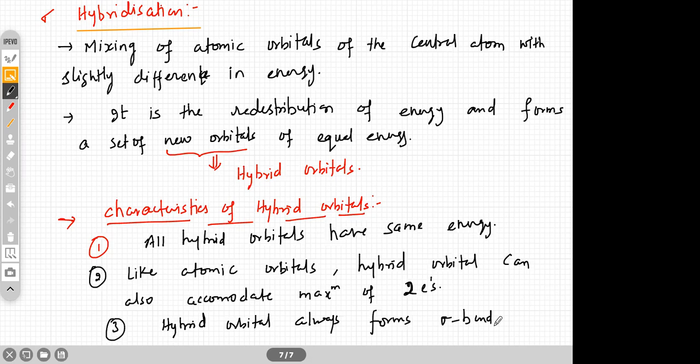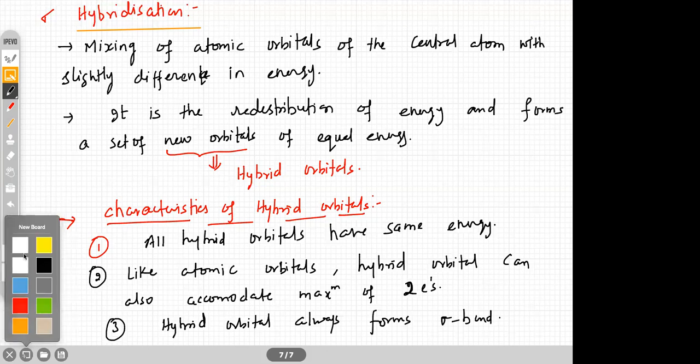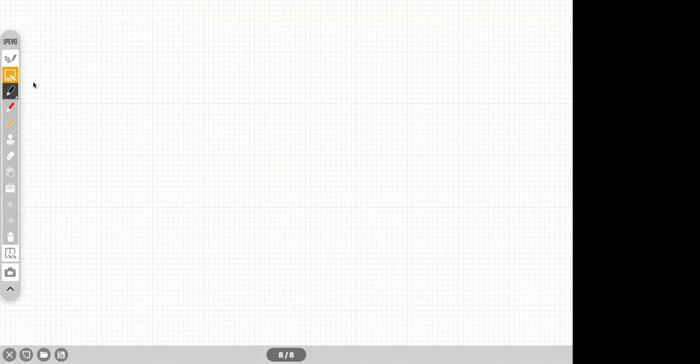Again, I'm repeating, if there are pi bonds to be formed, equal number of atomic orbitals must be left unhybridized. Next point, the geometry of molecule can be determined by knowing hybridization. Okay, geometry of the molecule can be determined by knowing hybridization. So, draw this column here. This side we have hybridization and this side we have geometry.